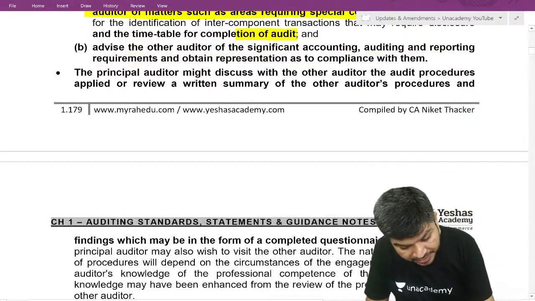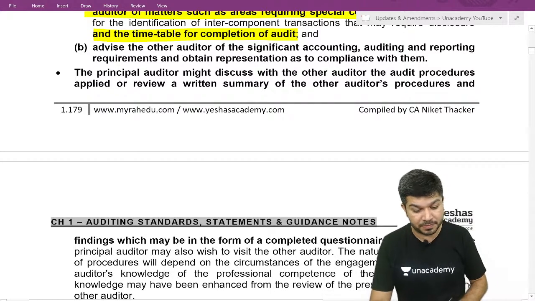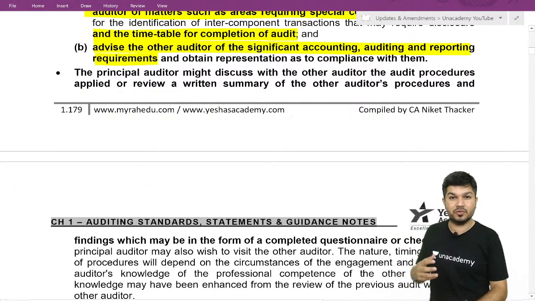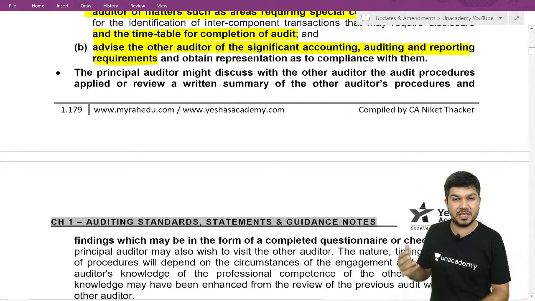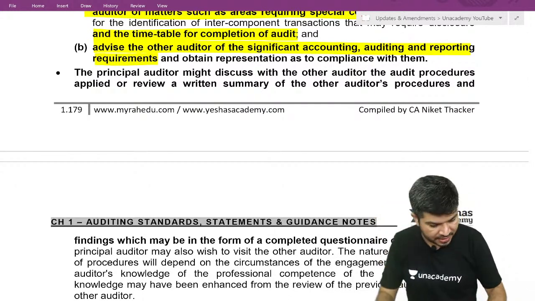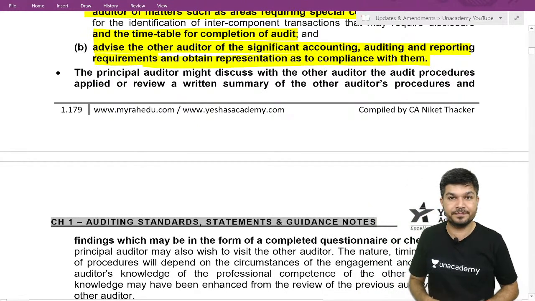Second, you can communicate the timetable for completion of audit. You can advise him of the significant accounting, auditing and reporting requirements which are there, and take it in writing that he has complied with it.